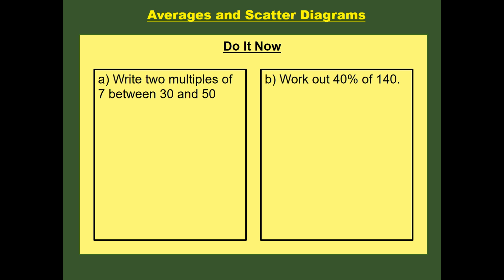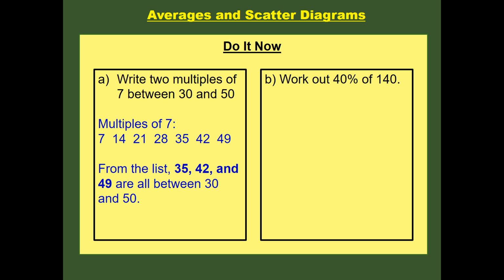So the first one, we write two multiples of 7 between 30 and 50. So we need to have two multiples of 7. So start off, if we write out the multiples of 7, you can see that we have 7, 14, 21, 28, 35, 42, and 49. From that list, 35, 42, and 49 are all between 30 and 50. So any two of those numbers, 35 and 42, 35 and 49, or 42 and 49 would be correct answers.